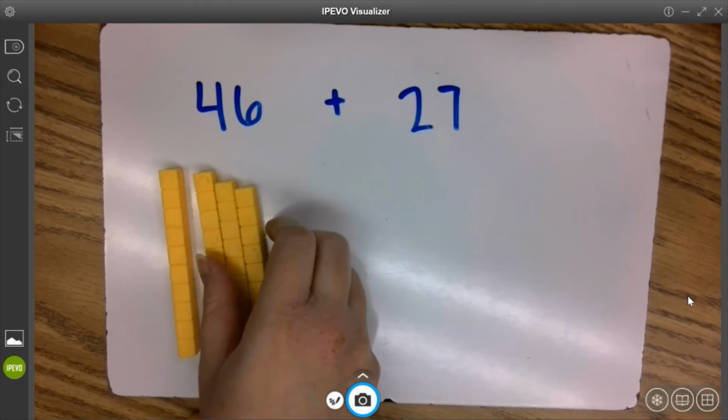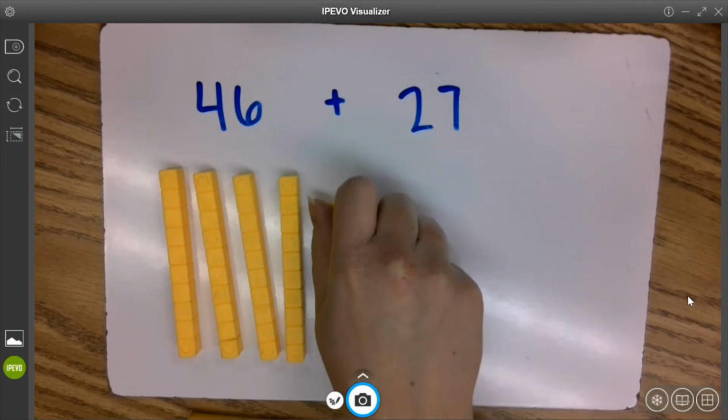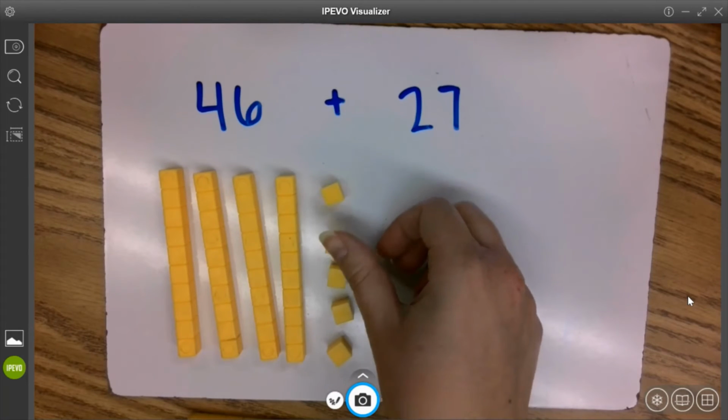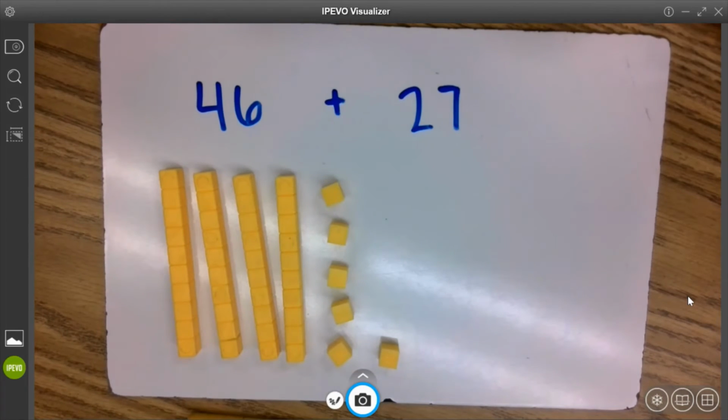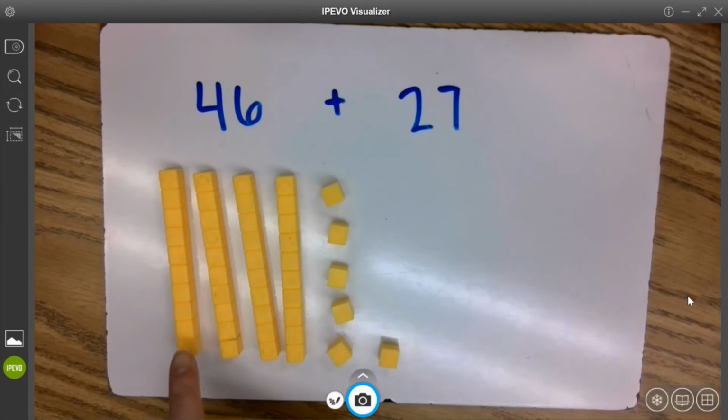4 groups of 10 and 6 more. Good. Okay. 46. 4 groups of 10 and 6 ones. There's my 4 10s and my 6 ones.